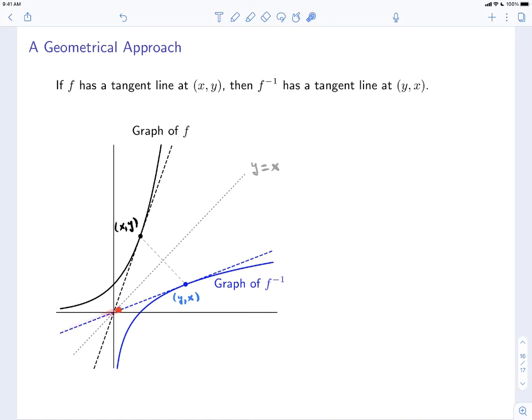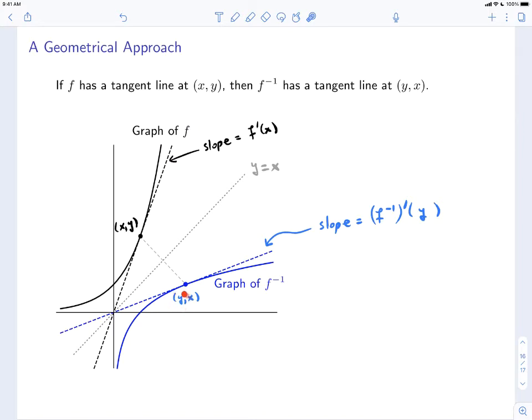If we want to figure out what the equation of this line is, we just need to figure out what the slope is. And we can do that using geometry. So let's just comment here. We know that the slope of this tangent line is equal to f prime at x. And if we look at this other tangent line, we know that the slope of this line is f inverse prime at, and what is it at? It's at y. Because this point has coordinates y comma x.